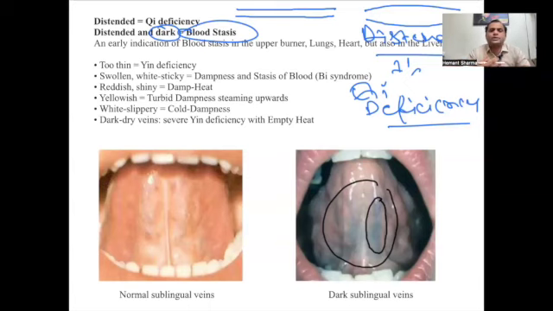And especially, I told you, this is telling about the condition in the upper burner and the middle burner. So most of the time the lungs are involved, the heart is involved, the brain is involved, and sometimes the middle burner, meaning the liver, is involved. So the distended sublingual vein tells about liver blood stasis, heart blood stasis, lung blood stasis, blood stasis in the upper part. It's representing mainly the problem in the upper body.